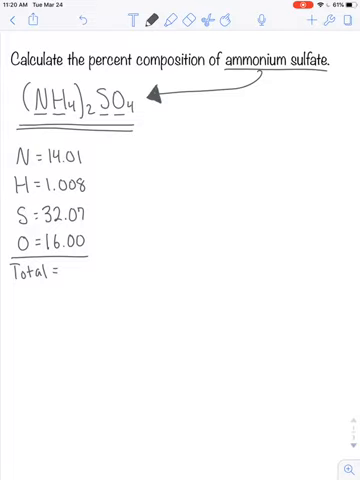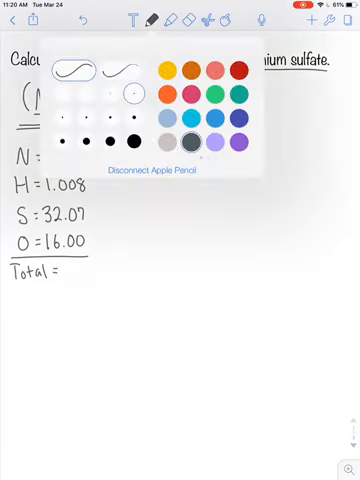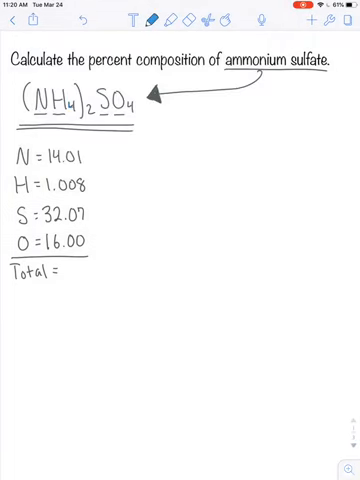But we have to remember that in our chemical formula, we have these subscripts. So we have a 4 right here, we have a 2 right here, we have a 4 right here. So those are telling us things, right? This 4 on the end is telling us that we have 4 oxygens. So my number for oxygen, I'm going to have to multiply by 4. This 4 on the hydrogen is telling us that there's 4 hydrogens.